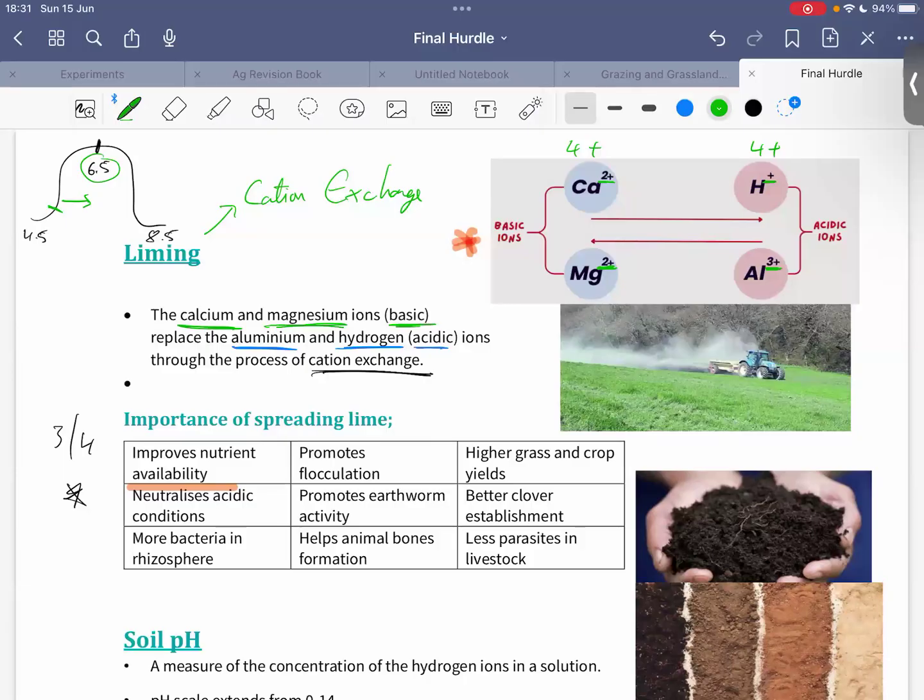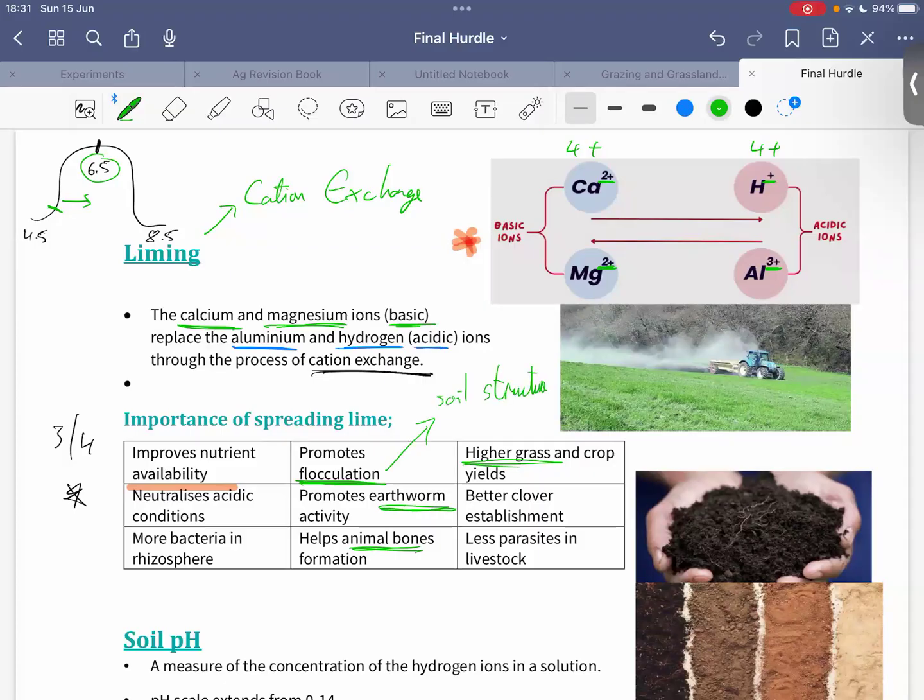Higher earthworm activity. That's going to improve our structure, improve our drainage, improve our aeration, neutralize acidic conditions, help animals' bone formation. Why would that? Could you say improve soil structure as well? Of course you could, Cormac. Of course you could. Improve soil structure as well. Like anywhere that you're saying it's improving or promoting flocculation, you can talk about soil structure.